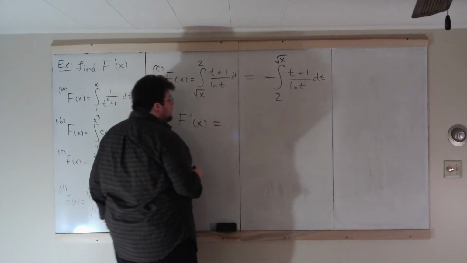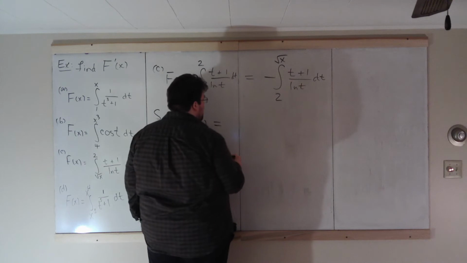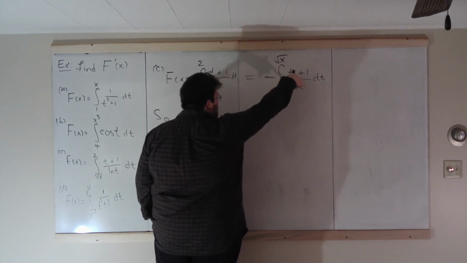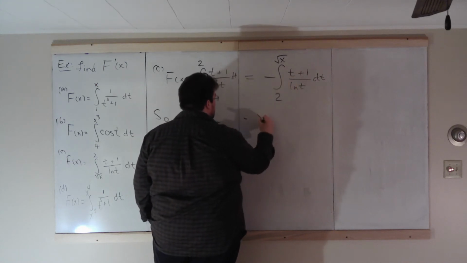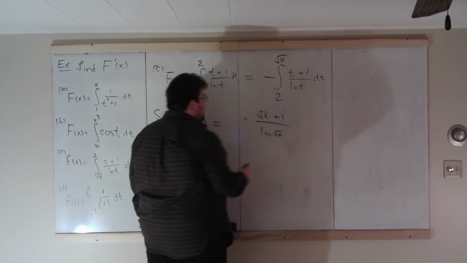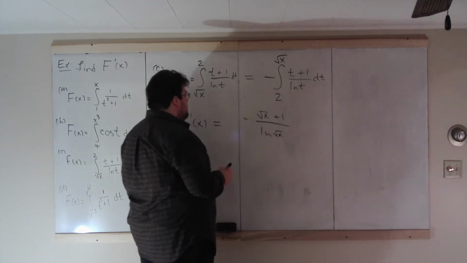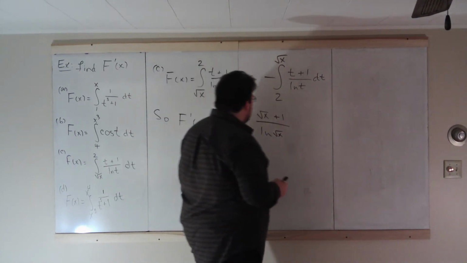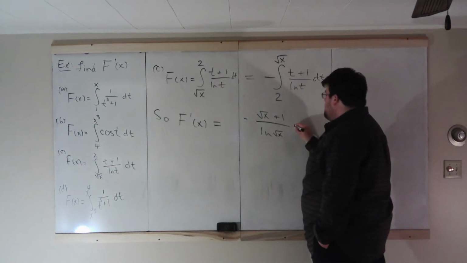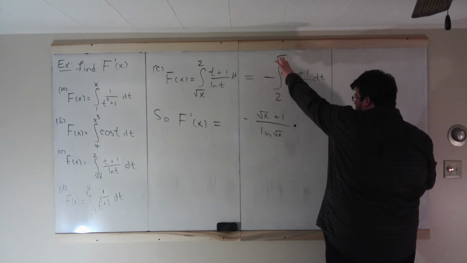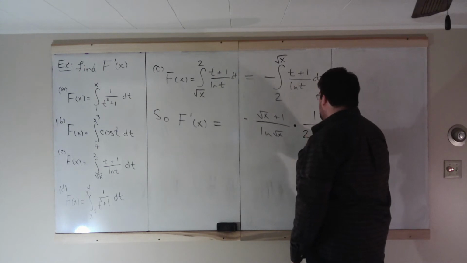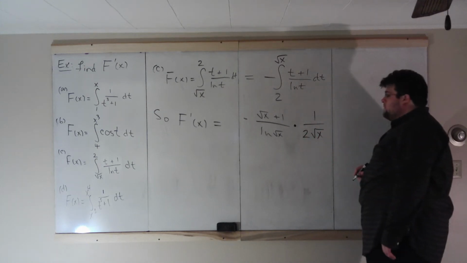F prime of x is negative. Replace all t's with root x: root x plus 1 over log root x. Don't worry about simplifying, with the x to the 1/2 coming out. But that's not it. That would apply if that were just an x and we replace t's with x. But that's a root x, so we need to multiply by the derivative of root x.